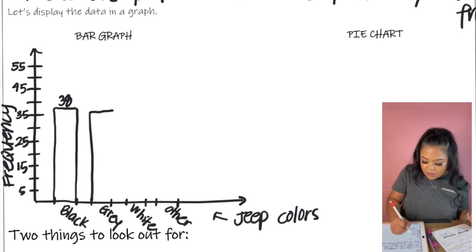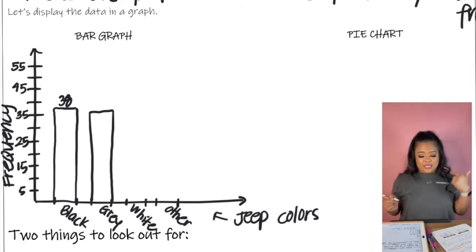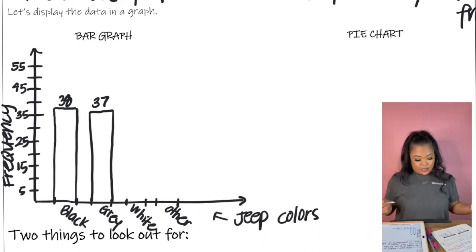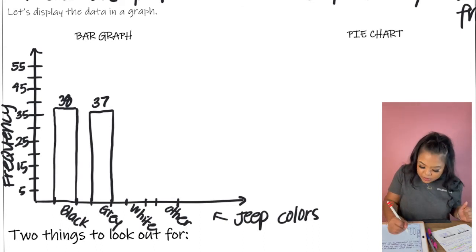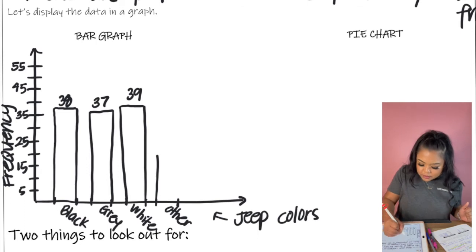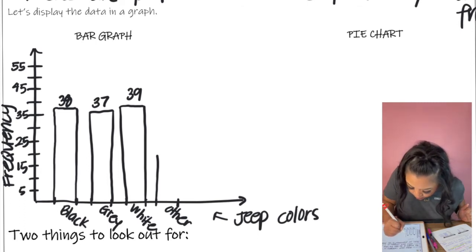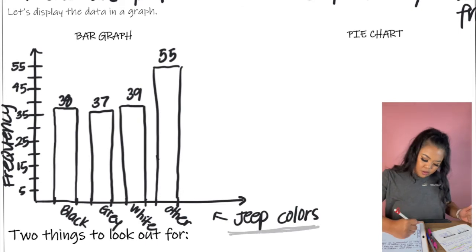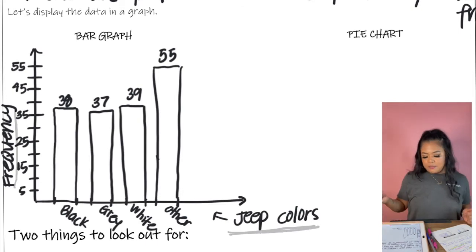Again, I recommend putting that 37 on top of that bar, so the reader knows that bar meant 37. Same thing for white, which is 39, slightly more than the 38. And then other is 55, which goes all the way to the max part of our graph. Notice that I've labeled my bar graph: we've labeled this Jeep colors, and the axis here is frequency.